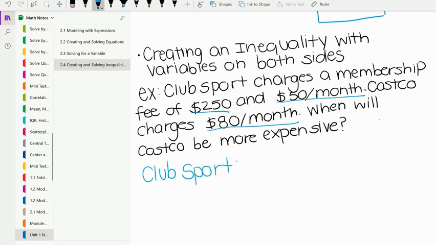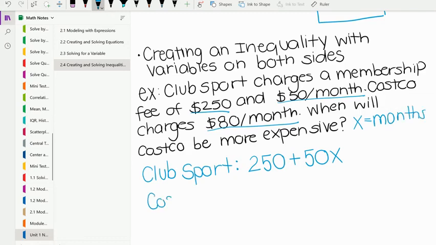We'll start with Club Sport. We have a membership fee, which is a one-time fee, which means it's a constant. It will not have a variable. And then we have to add $50 per month. So we're going to say that X represents months. Now we're going to look at Costco. Costco doesn't have a membership fee, so we just write $80 per month.